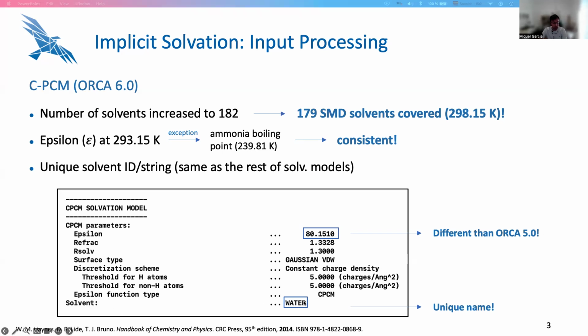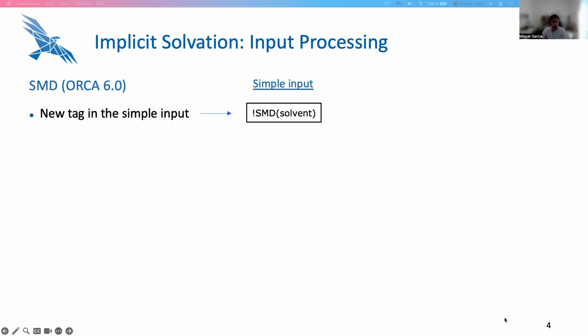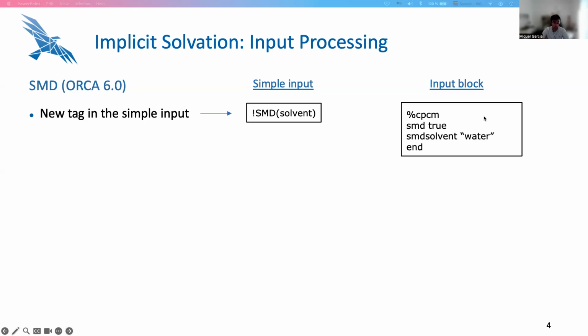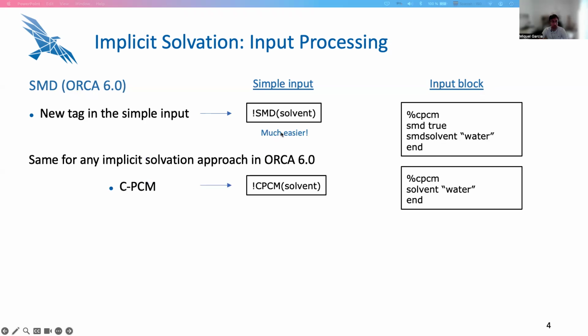The input string is now printed here, and for water or H2O, we would always have water, okay? So if we change epsilon or the refractive index of the solvent, then the solvent is custom because we are customizing it, okay? For SMD, we now have a new way to request it. We can do it via the simple input. We just need to write SMD and the name of the solvent. This contrasts with what we had in ORCA 5, or what we have to do now via the CPCM block. This is still doable, but it's much easier to do it via the simple input.